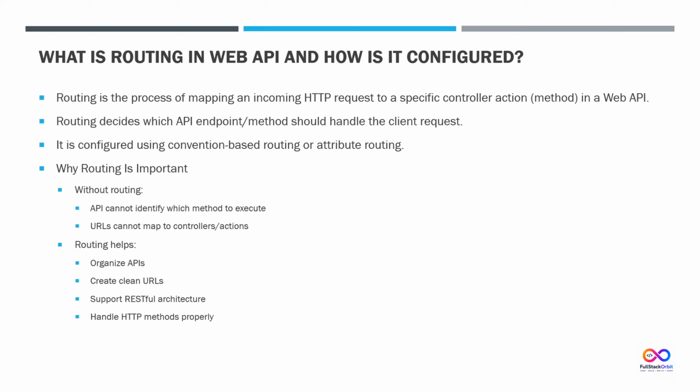Without routing, the API would not know which controller to call, which action method to execute, and how to process the request. That is why routing is one of the core components of the Web API. Routing also helps to organize the API properly, create clean and meaningful URLs, support RESTful architecture, and handle HTTP methods correctly.